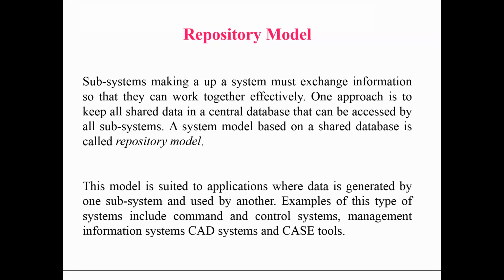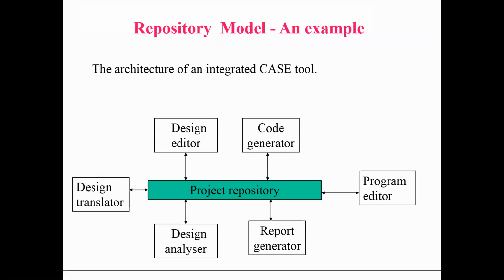So when one subsystem generates data in real time, the other subsystems can see that data. An example is an ERP system. There are repository model tools available, like CASE tools. Here in the example, the project repository is connected with the design editor, design translator, design analyzer, design generator, code generator, and the program editor. All are connected together, and the real-time information is shared here.